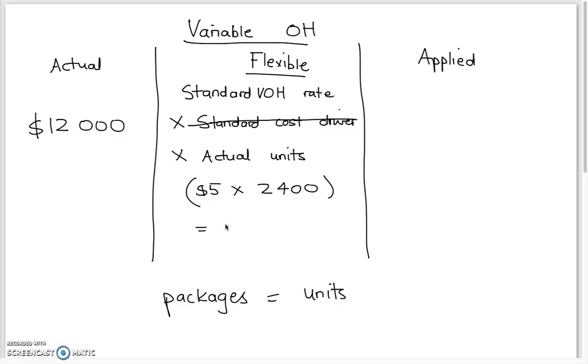So what am I doing? 2,400 times 5, that is 12,000. Okay then. We're not going to compare these two just yet. We're going to do applied first.